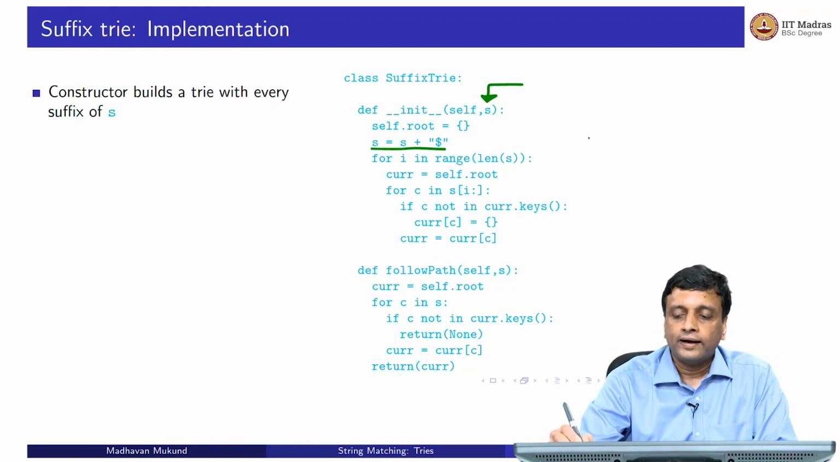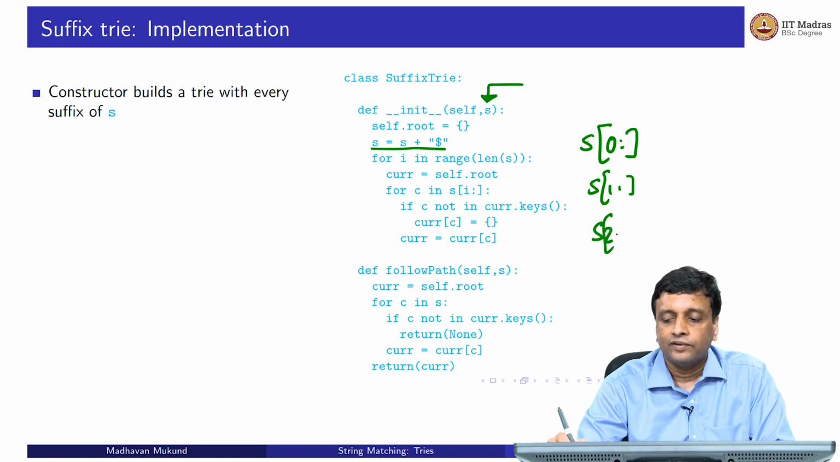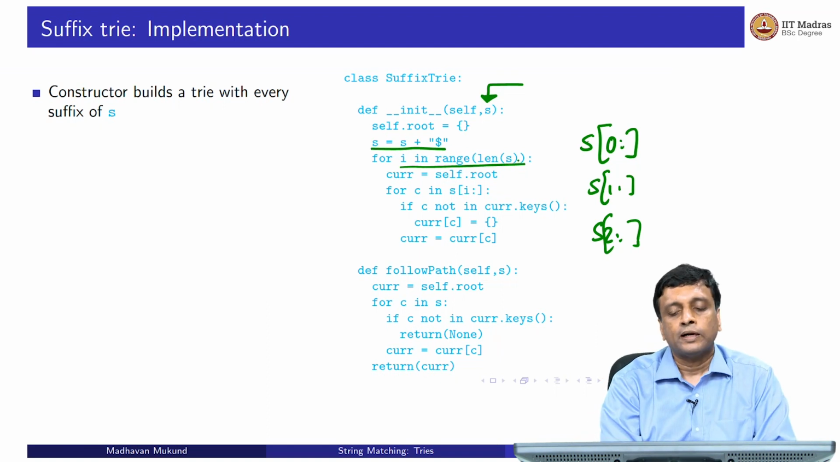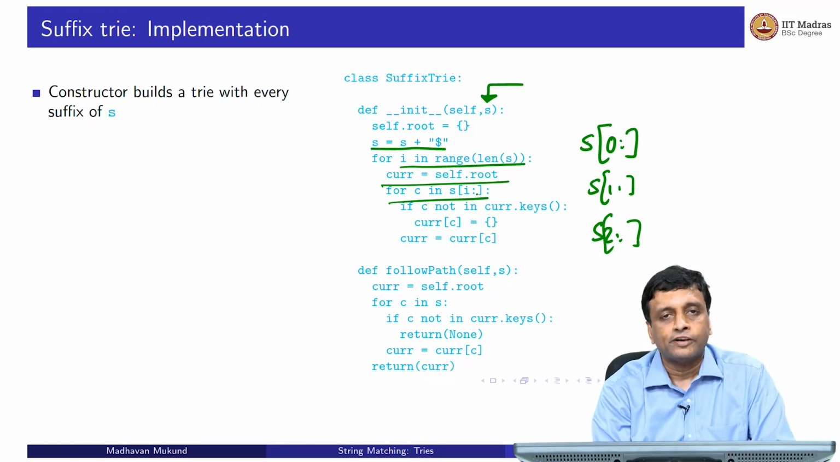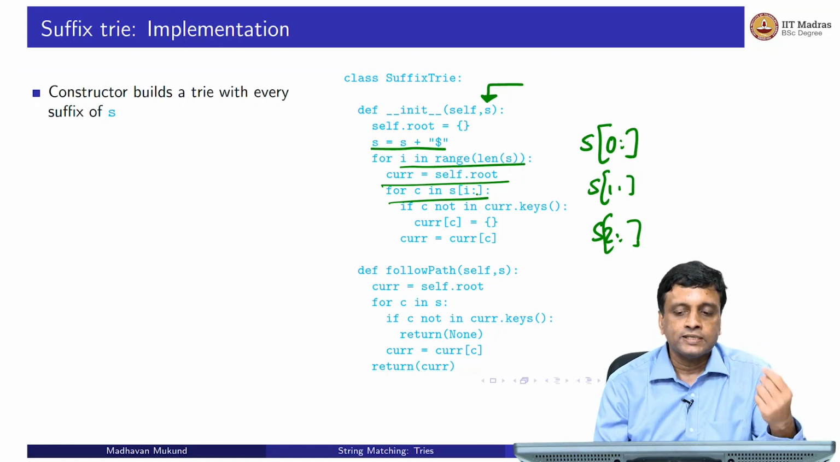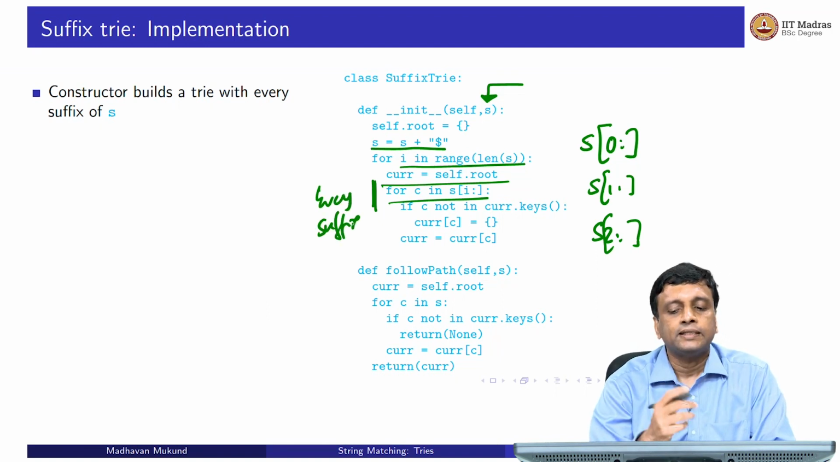And now we have to look at all the suffixes. So we have to look at S0, S1. So these are the slices starting at different starting positions up to the end. So for every i starting from 0 and going up to n minus 1, I start at the root and I go through the entire thing and I do the same thing that we did earlier for adding. We just add it to this trie. So this is just making sure that I get every suffix by taking every starting position in the range 0 to length of s minus 1.